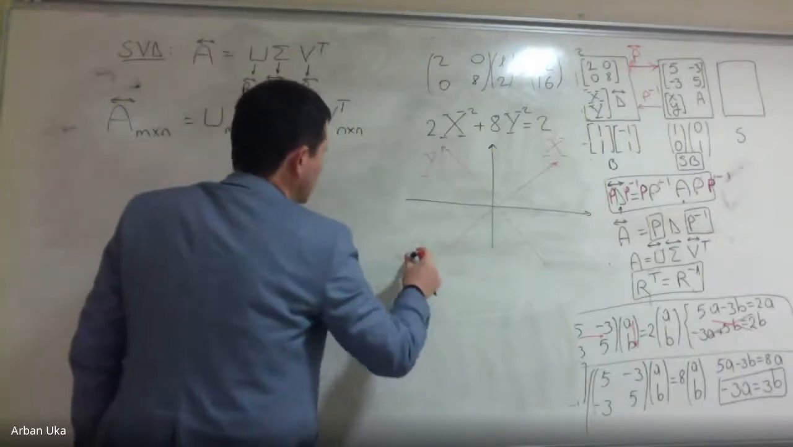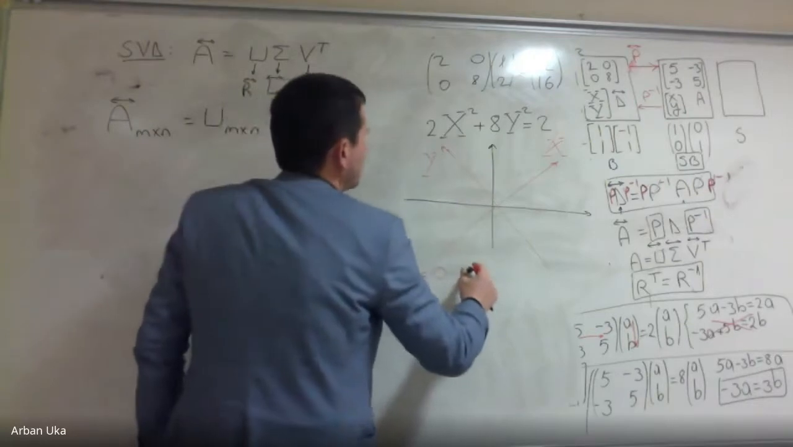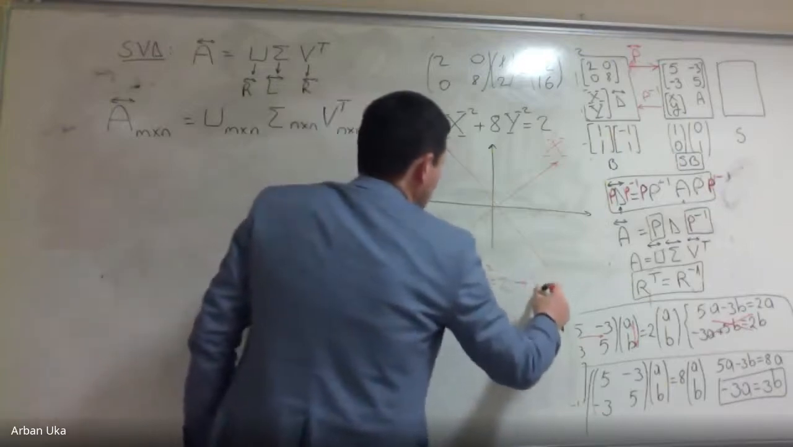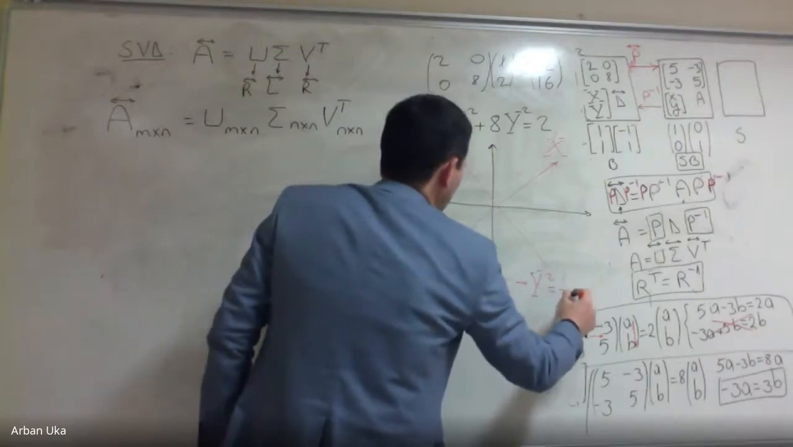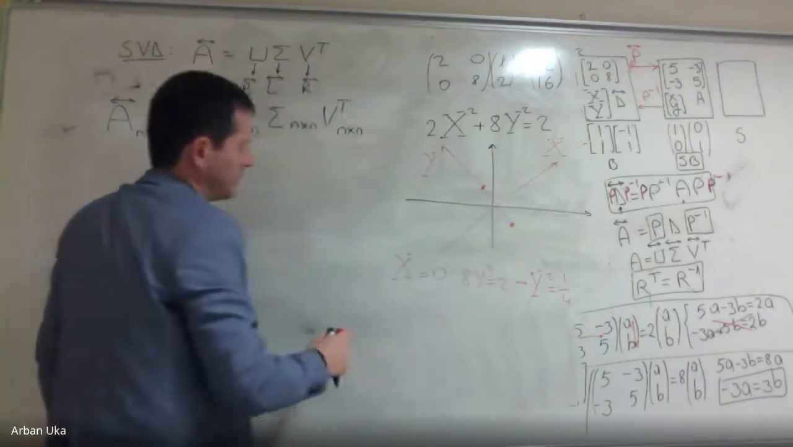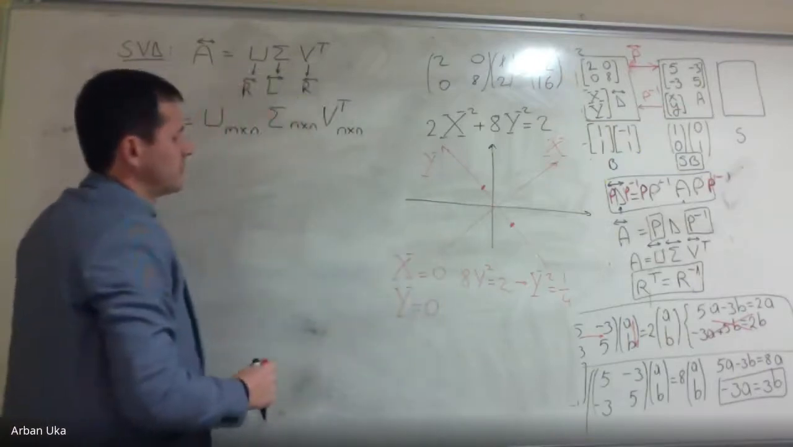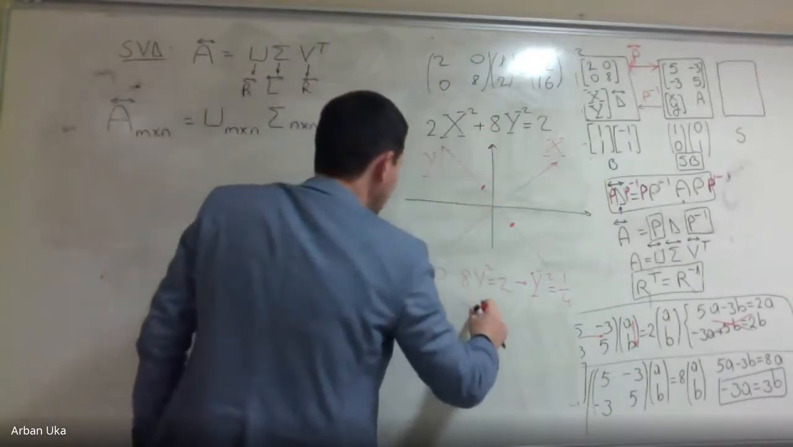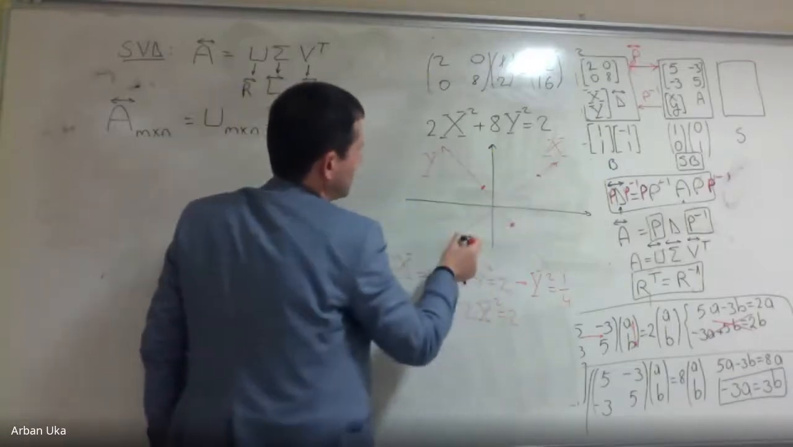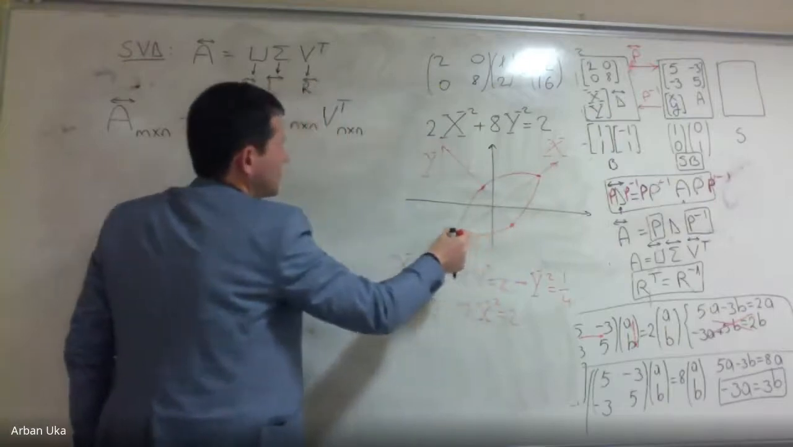If we put capital X equal to 0, what is Y? We get 8y squared equal to 2, which means y squared is 1 over 4, so y is 1 over 2 and minus 1 over 2. Then, if we set Y equal to 0, we get 2x squared equal to 2, so x is 1 and minus 1. So we obtain an ellipse.